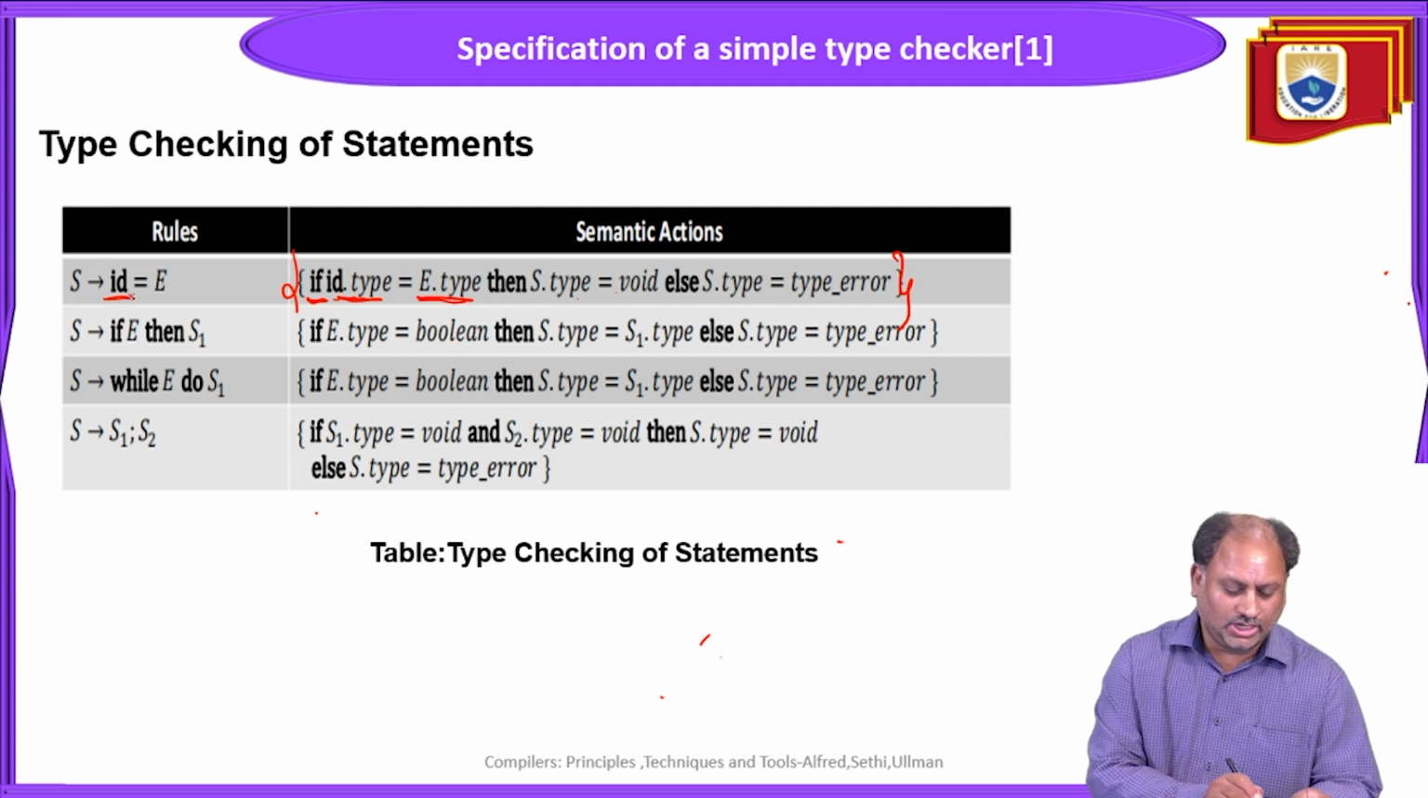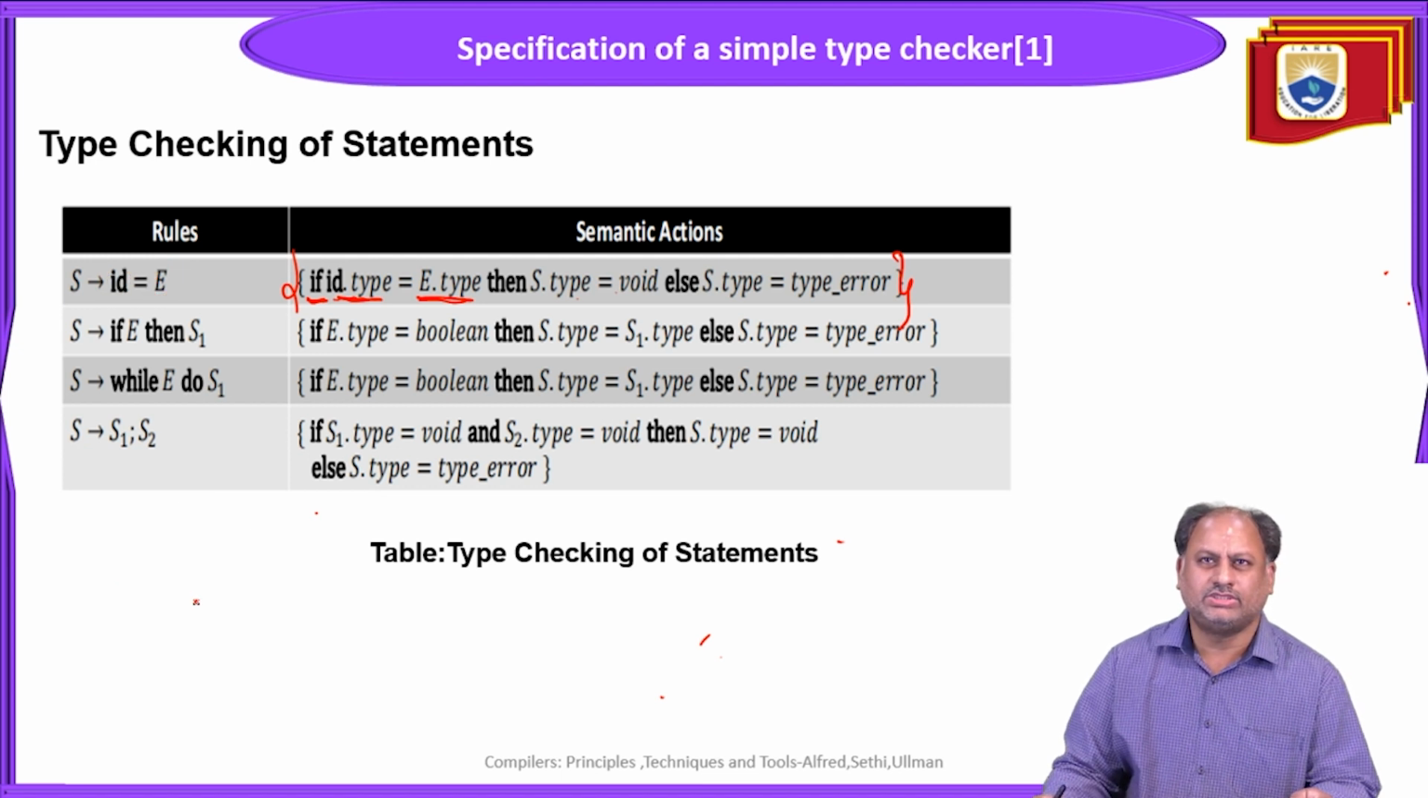What is id here? This is the identifier. What is the type of id? That is determined as id dot type. And what is E here? That is also verified, equal to E dot type. So both types are verified. So this is the type checking process of the assignment statement.